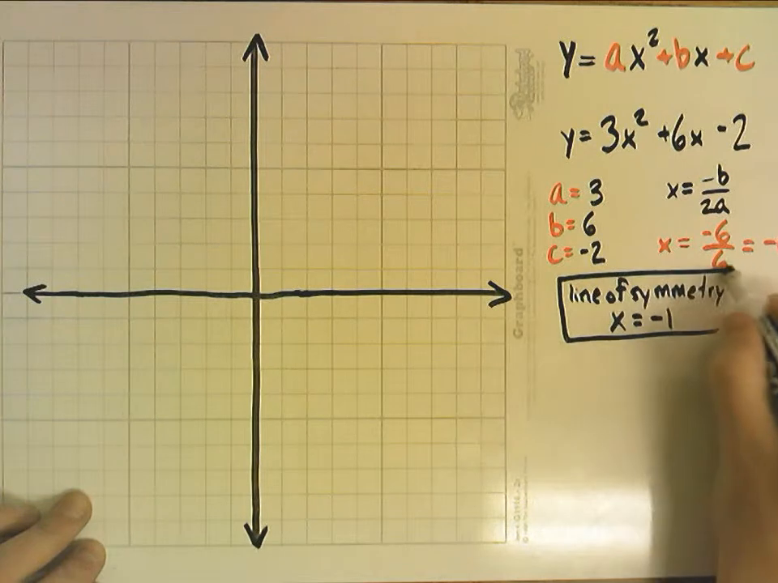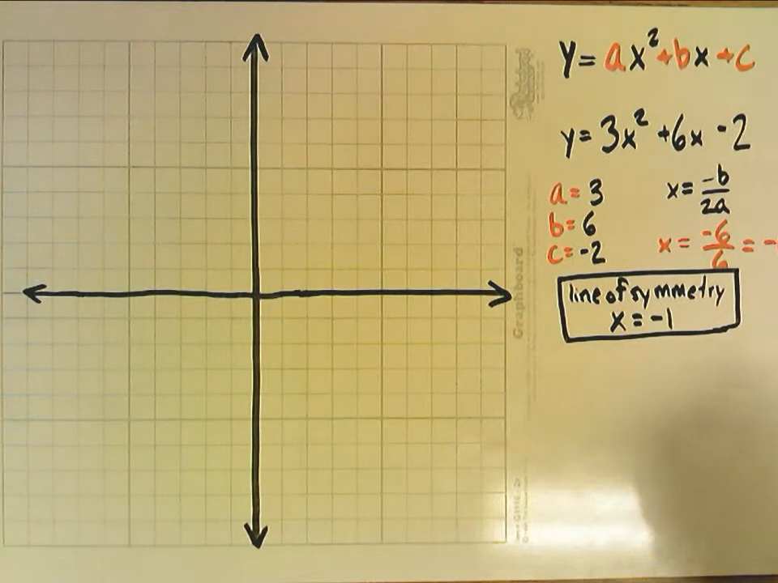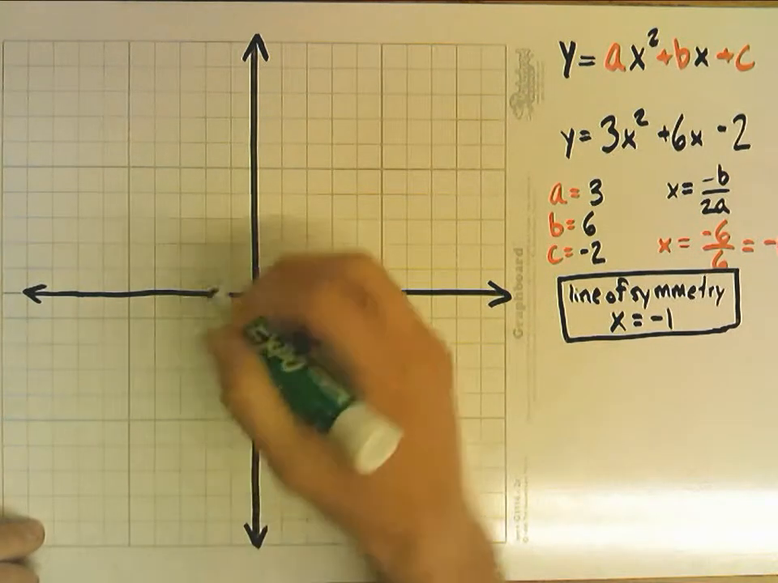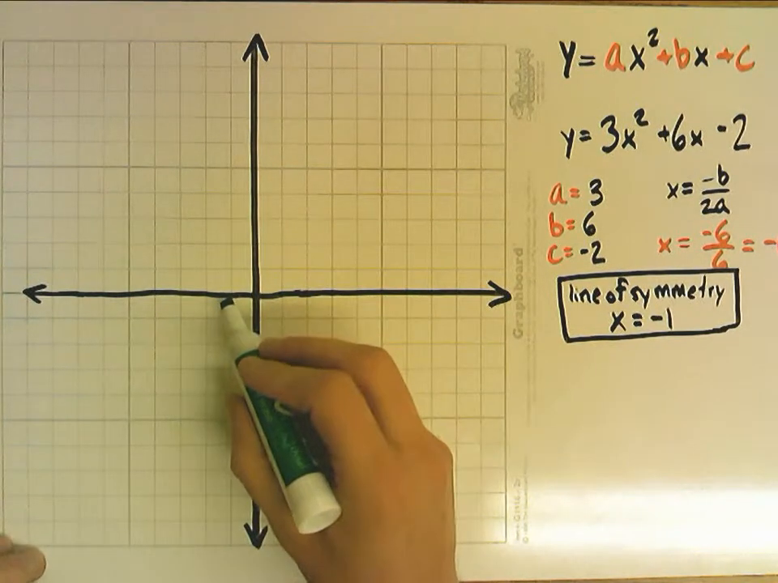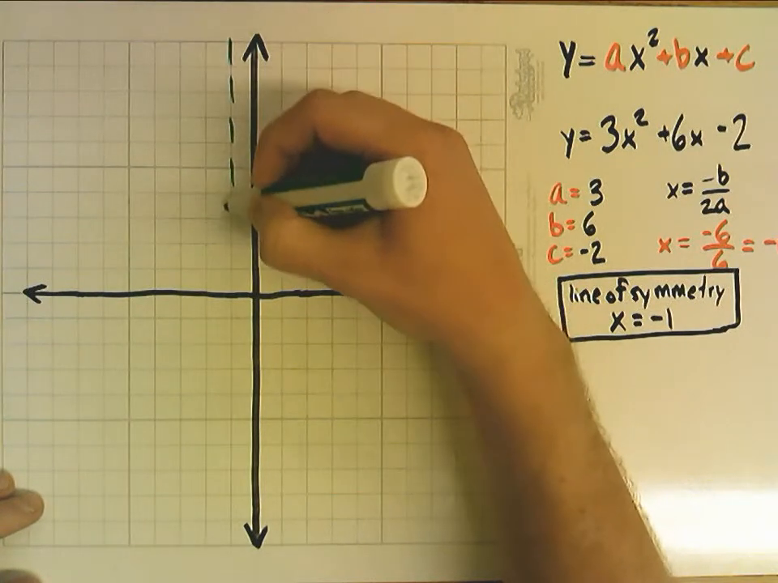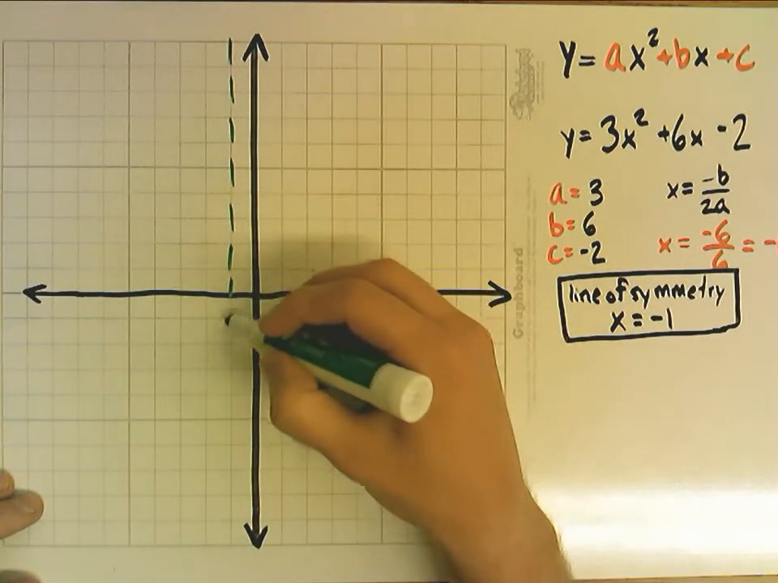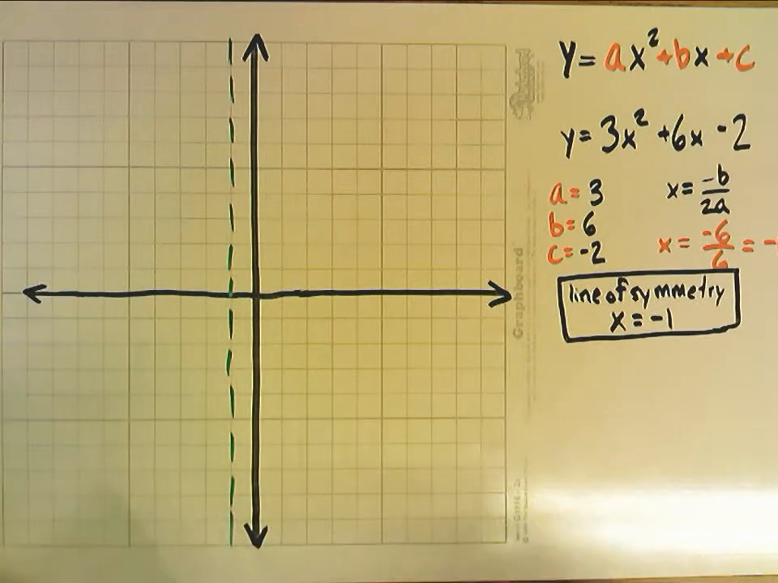If we remember back to how to graph the line x equals -1, this is a vertical line. So we're going to go to -1 on the x-axis right here, and we're going to make a dashed line. Do not make a point right here. We don't want to make any points on our actual line yet. Right now we're just going to make a dashed line through x equals -1. So this right here is our line of symmetry.